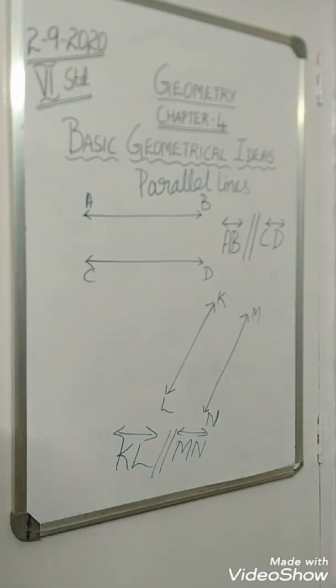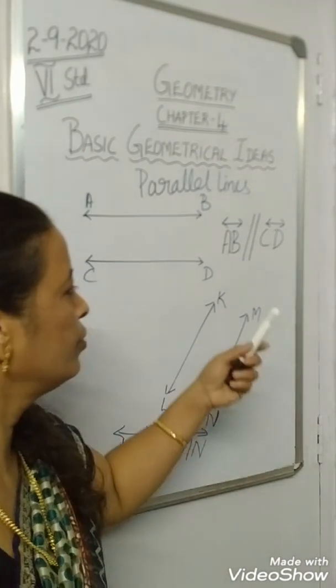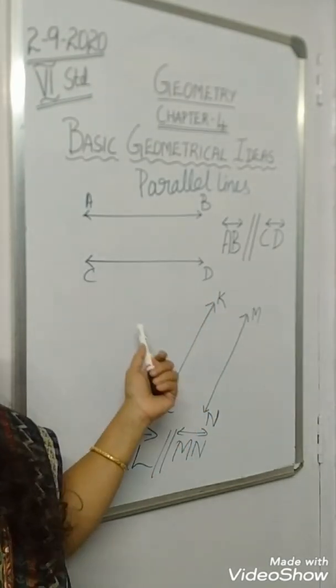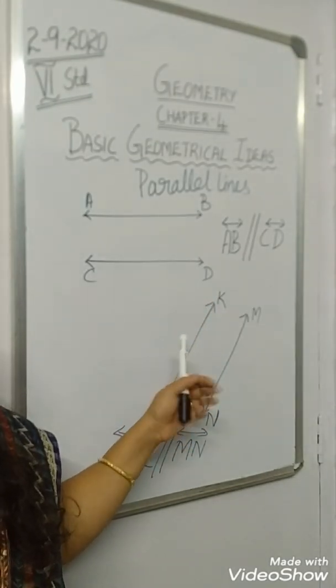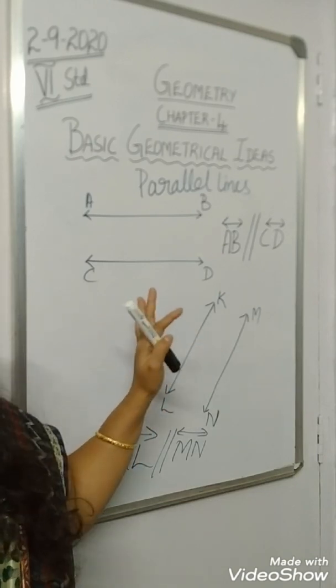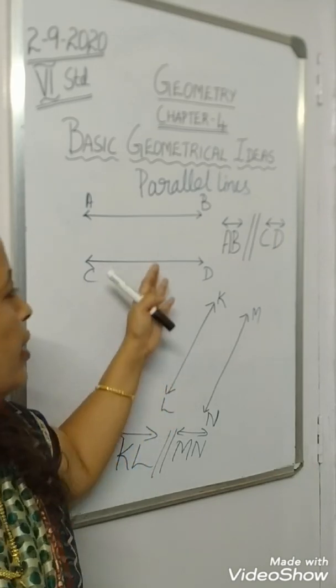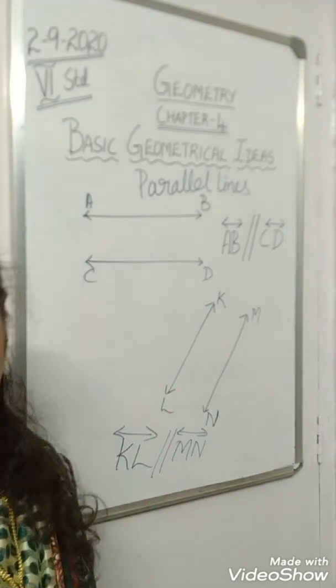Okay, children? So we have learnt about parallel lines. Parallel lines are the lines which do not meet and have equal distance between them. Yes, they are called parallel lines.